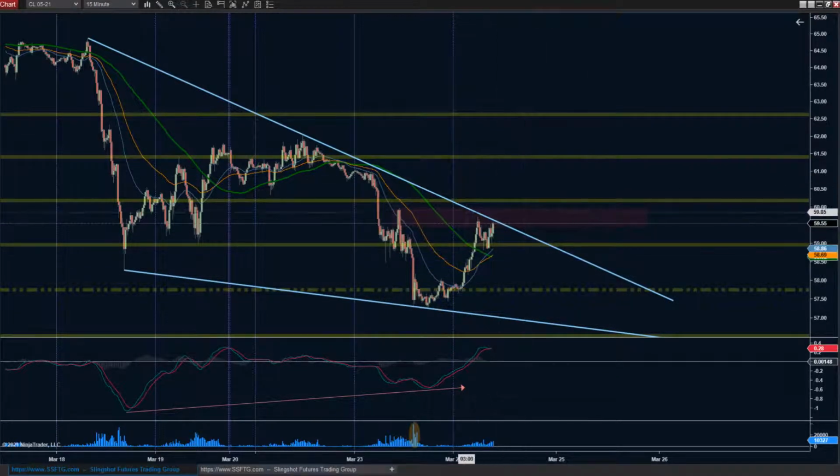We're getting back to the top of the wedge, the earlier point of interest that sellers sold off of from before. Now it's retesting at the top of the wedge at the same time. I mean, that's just about perfect.